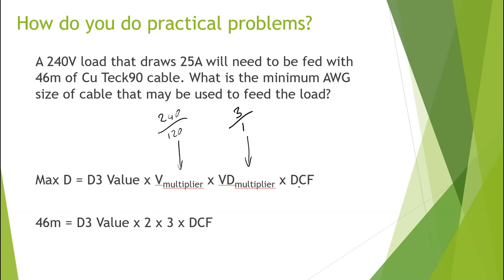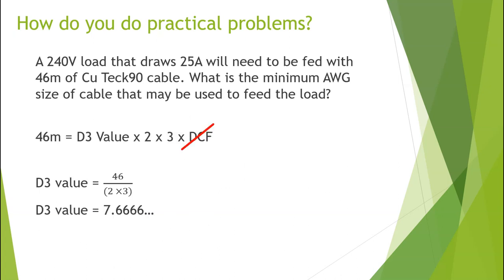And so we have to neglect one of these to start with, and that means that we are going to neglect the DCF. By neglecting the DCF, we now have a formula where we only have one missing value, or one unknown. And so that means we're going to eliminate the DCF for now. We'll then transpose the formula so that we isolate our unknown value, and that is the D3 value.